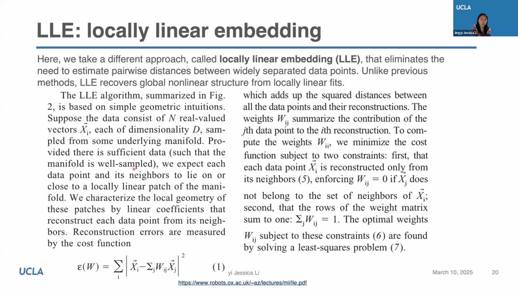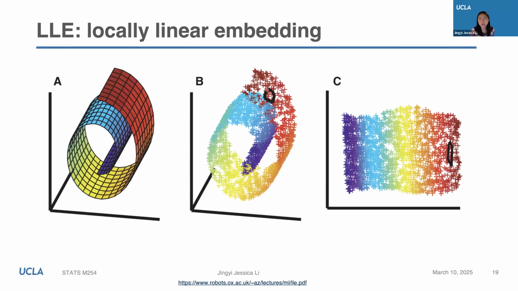We expect each data point and its neighbors to lie on or close to a local linear patch of the manifold. So in other words, you're hoping that in this local neighborhood, the 2D subspace here is close to linear, a flat surface. So this is the idea of Taylor expansion. You're trying to approximate this local thing by a flat or linear thing.